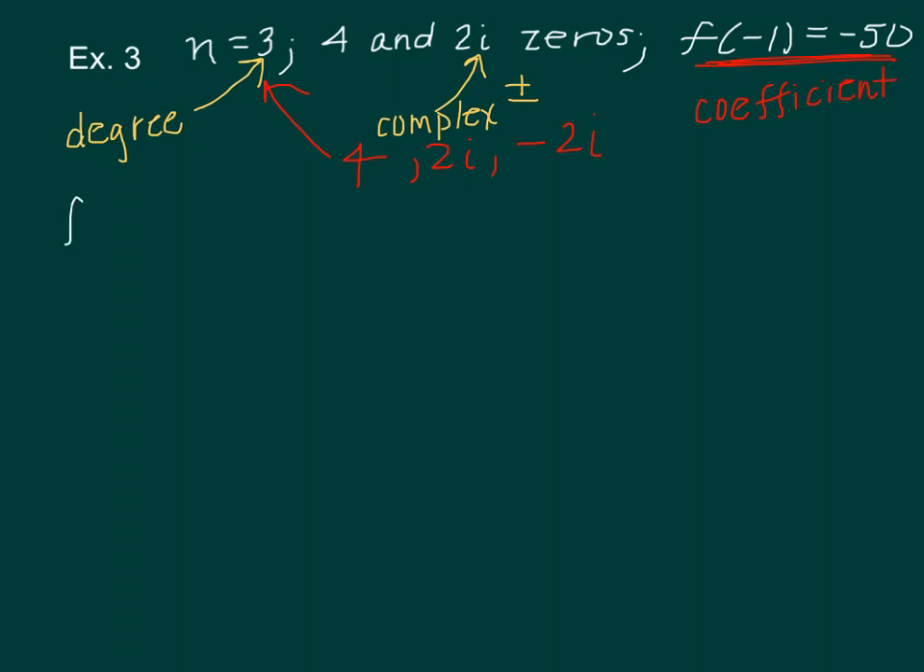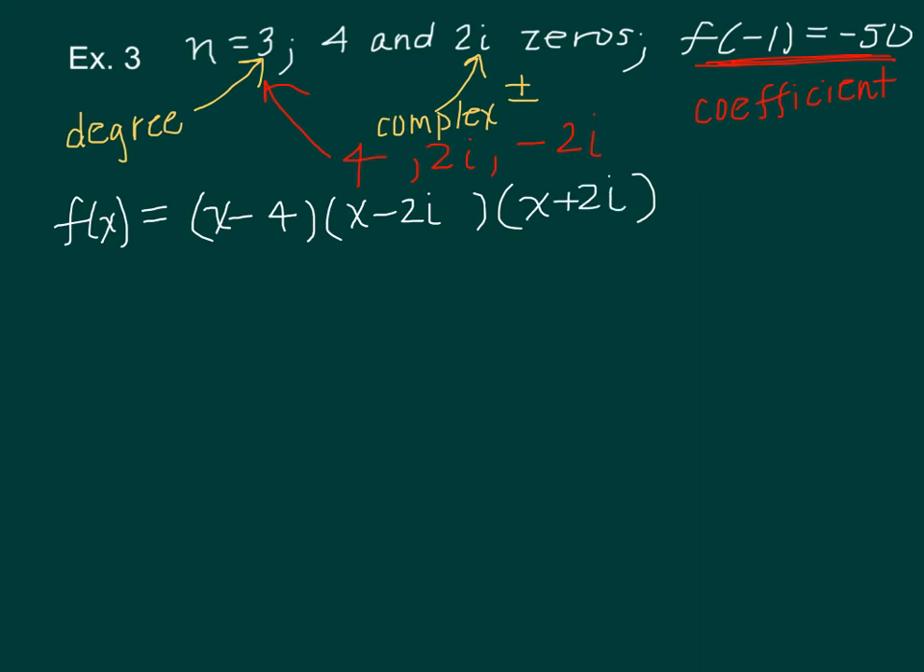All right, so the first thing that I do is I write my zeros as linear factors. So when you write your zero as a factor, you do the opposite. So this will be x minus 4, x minus 2i, and x plus 2i. Your number of factors should match your degree. And then we are going to FOIL. And I would suggest you FOIL the 2 complex numbers first.